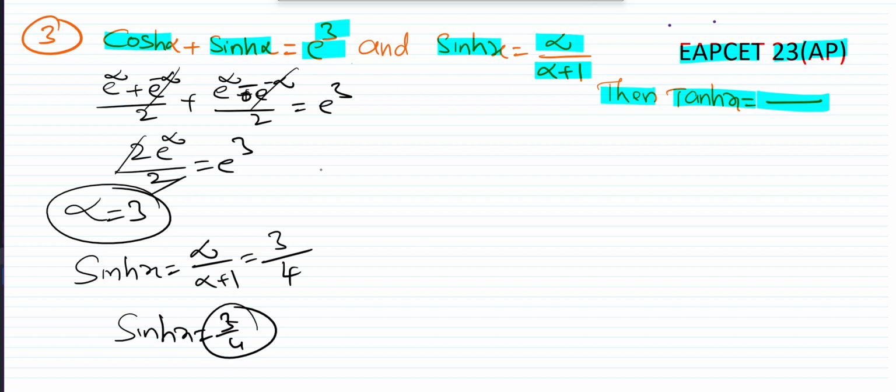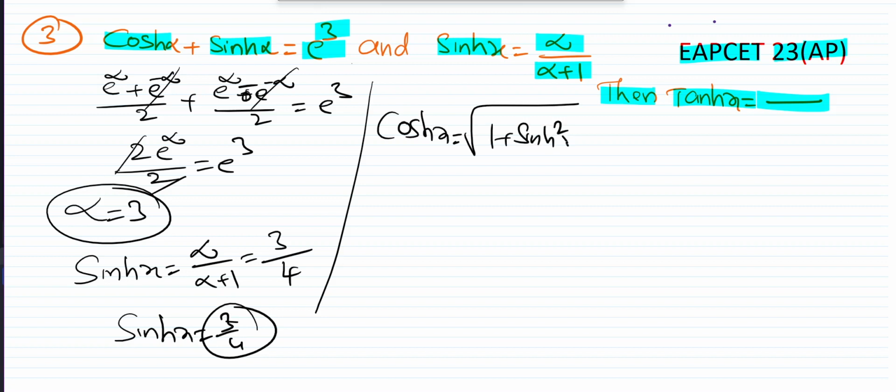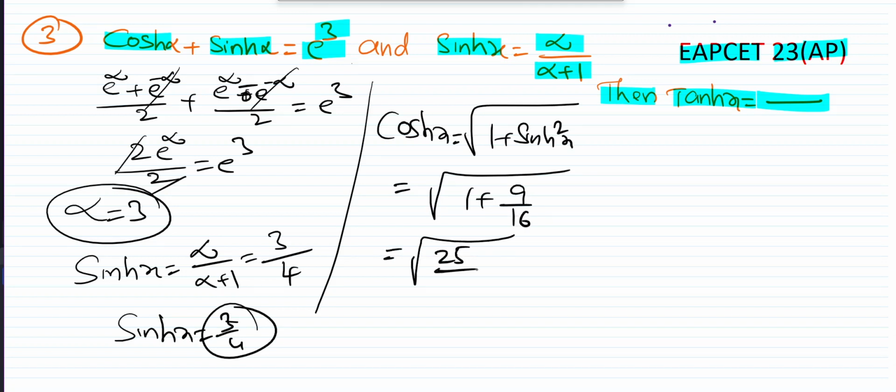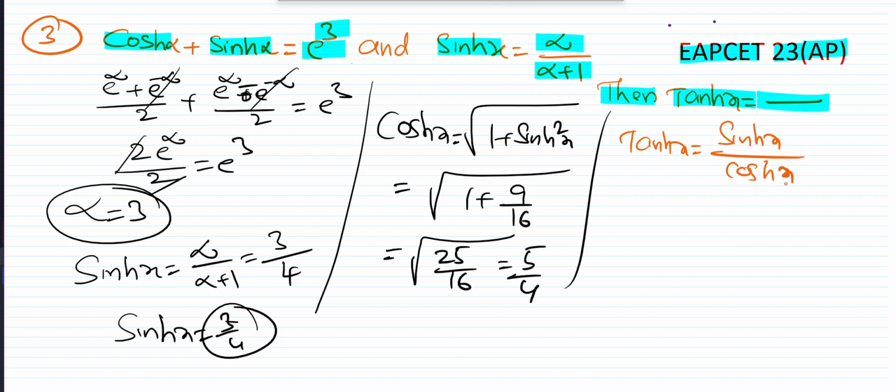Now we find tanh x. So first find cosh x, that is cosh x is equal to under root of 1 plus sinh square x. This is the formula. Under root of 1 plus 9 by 16. This is root over (16 plus 9) by 16, that is 25 by 16, that is equal to 5 by 4. Now we find tanh x. So tanh x is equal to sinh x by cosh x. So sinh x value is 3 by 4 by cosh x is 5 by 4. Here the 4s cancel. That is equal to 3 by 5.